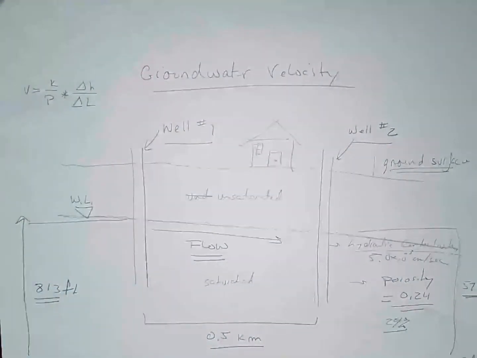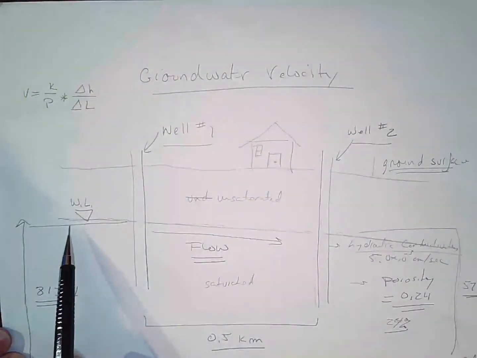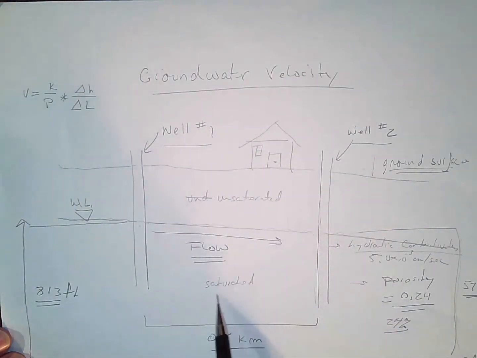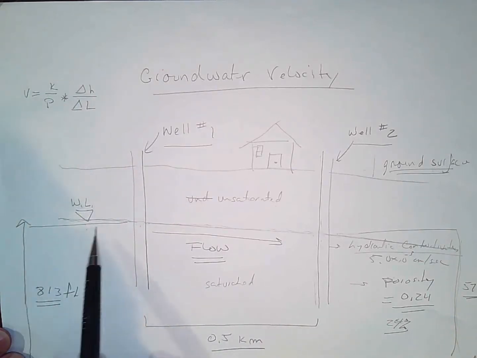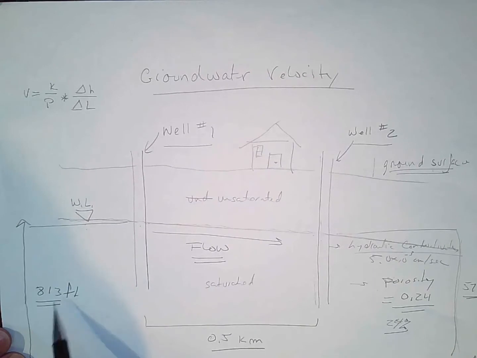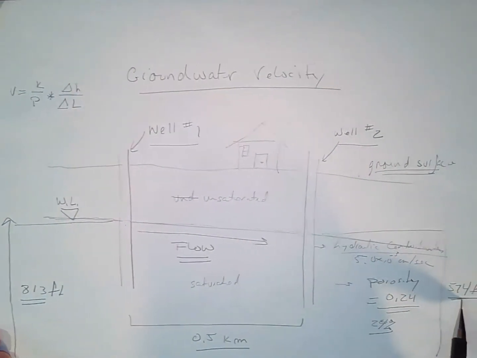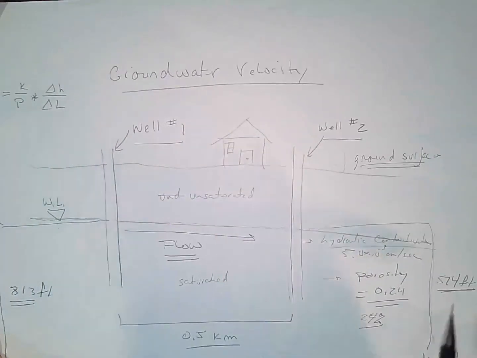This short little sketch here, this small sketch, we have the ground surface here, we have the water level here. So this is the unsaturated zone, and this is the saturated zone down here. We have an elevation for the water table here of 813 feet, and an elevation for the water table here of 574 feet. I'll scoot this over a little bit. Okay, and so these are given as part of the problem, these elevations.